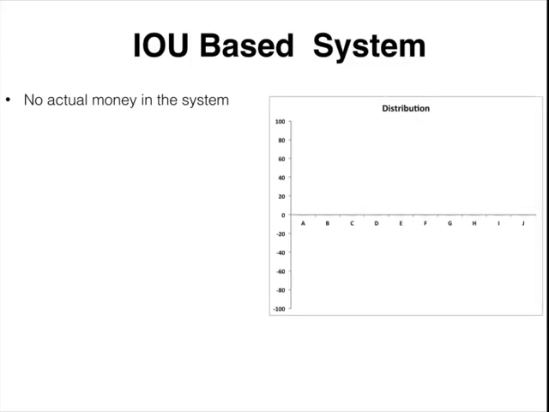In the IOU-based system, on the other hand, there's actually no money in the system at all. So we start off with a situation where the 10 people all have a balance of zero. And overall, the system has a balance of zero. And then individuals start emitting IOUs to other members of the population.